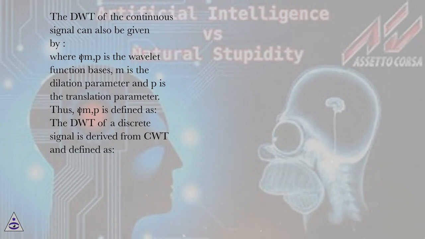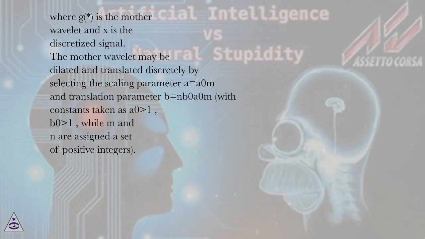Thus, Ψ(m,p) is defined as given. The DWT of a discrete signal is derived from CWT and defined as the equation where g is the mother wavelet and x is the discretized signal. The mother wavelet may be dilated and translated discretely by selecting the scaling parameter a equals a0^m and translation parameter b equals n b0 a0^m, with constants taken as a0 greater than 1, b0 greater than 1, while m and n are assigned a set of positive integers.